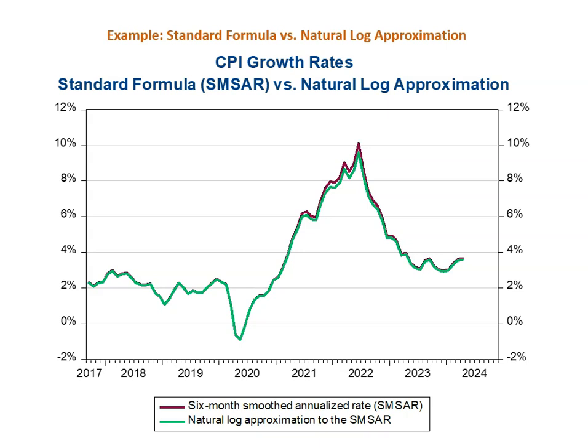This slide demonstrates the difference between the standard formula for the 6-month annualized rate for the CPI versus the natural log approximation of the same formula. For the most part, the two calculations are indistinguishable, with a slightly larger deviation in 2021 when inflation was very high.